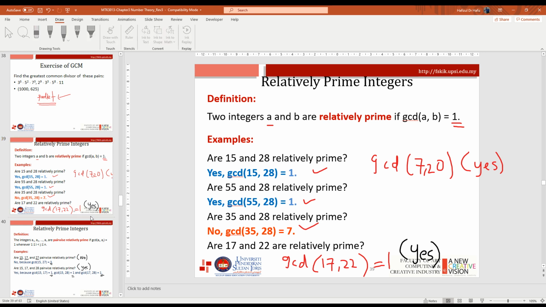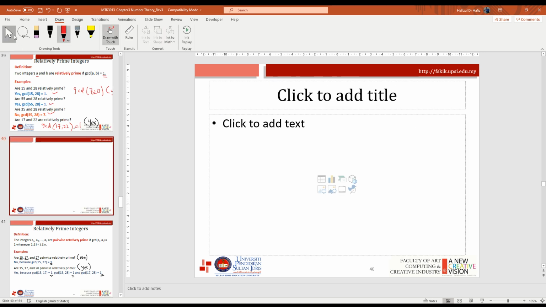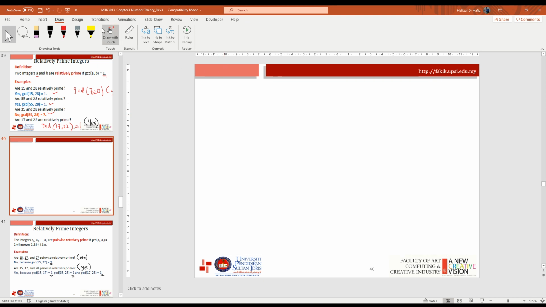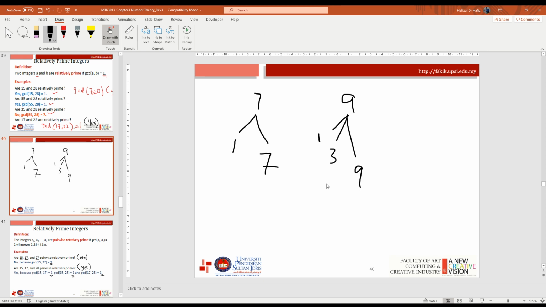Okay, if you do not understand yet, I give you another example. For example, we have 7 and 9. This one is relatively prime. We got here 1 and 7, and then here we have 1, 3, 9. The only common factor for both is 1. This one is relatively prime. The answer is yes.